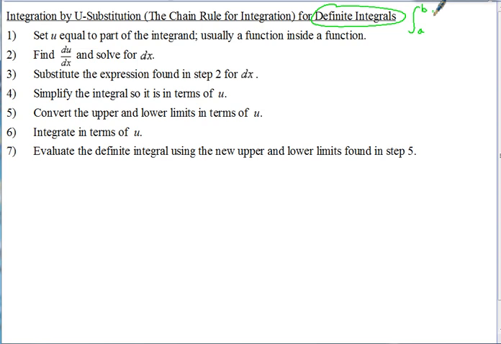So if you forget what to do next, you can refer back to these steps here to see what to do next. We'll see that the main extra step here that we have to do is step 5. We'll talk about what that means. All right, let's just jump into some examples and see how this works.